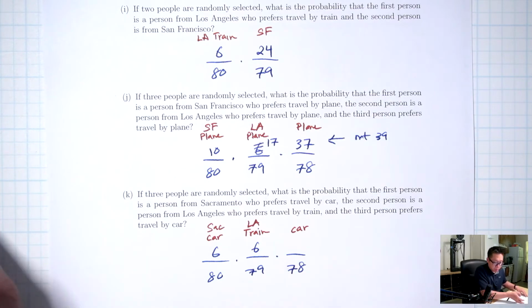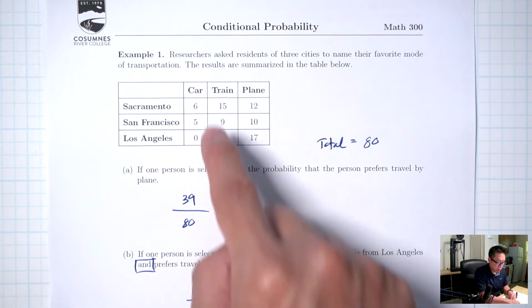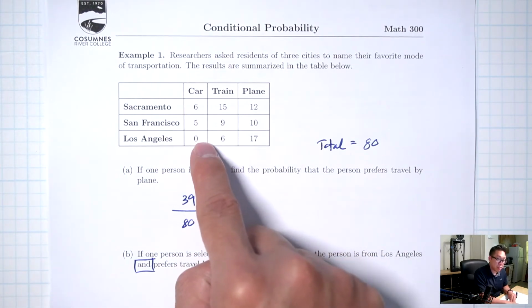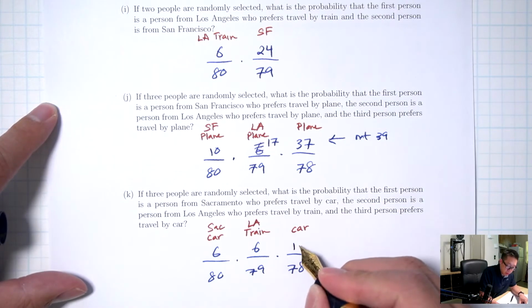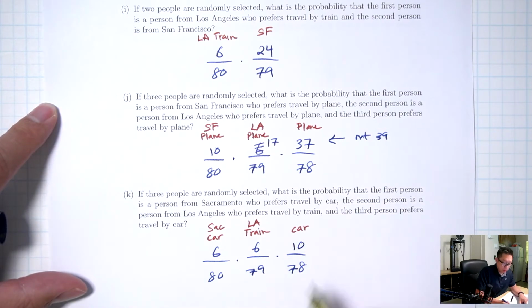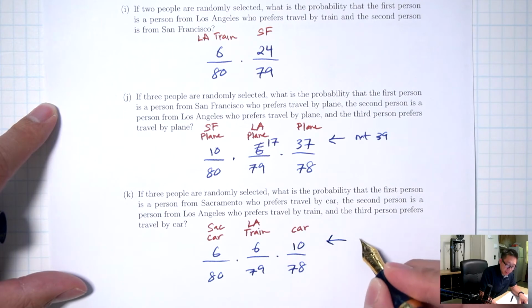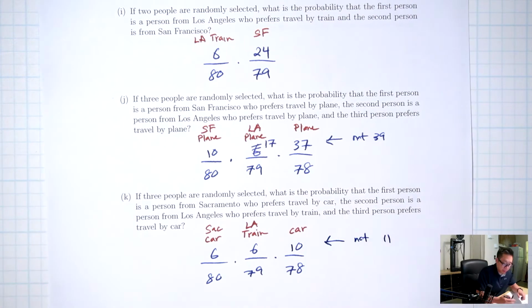Last fraction, car. Car is 6 plus 5, that's 11. Is it 11 or do I have to reduce? And the question you should ask is, have you used any car yet? I have. I used 1 car, right? So I should be down by 1 to 10. So make sure you understand why it's 10 and not 11.